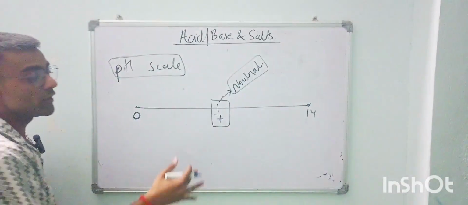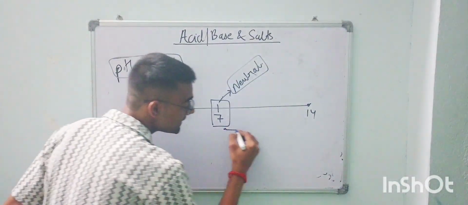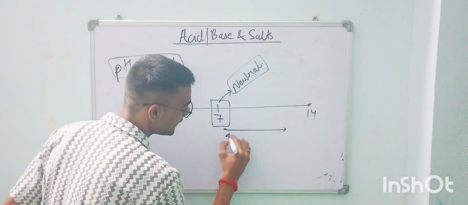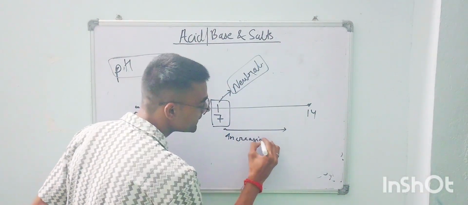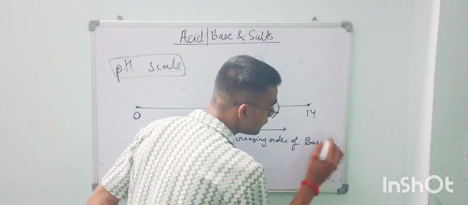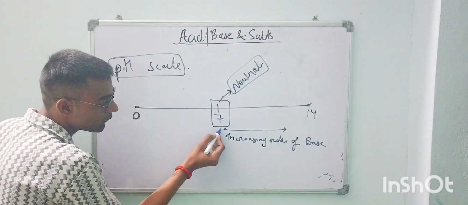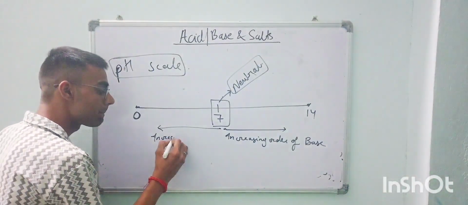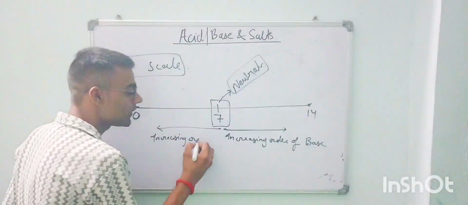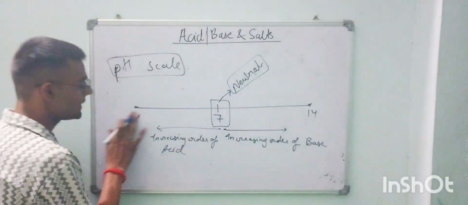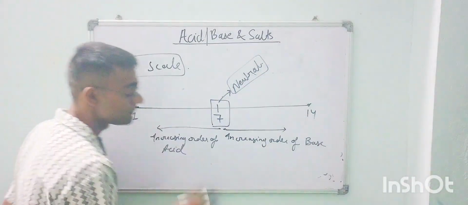After 7, when we move further, there is an increasing order of base. And when we move in reverse from 7, there is an increasing order of acid. It starts from 1, we can say.